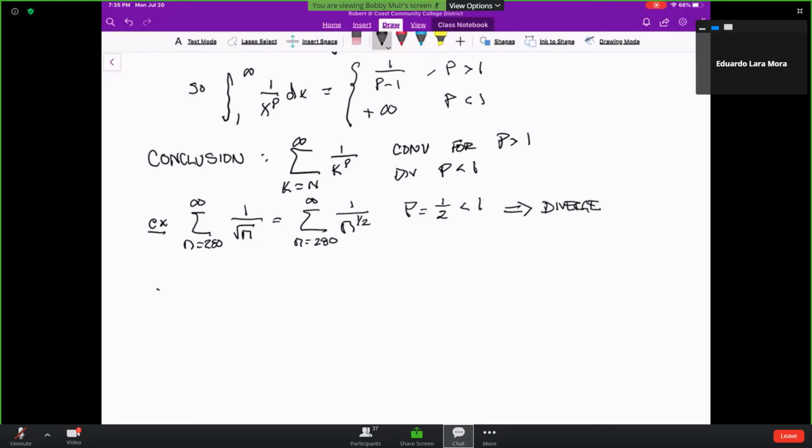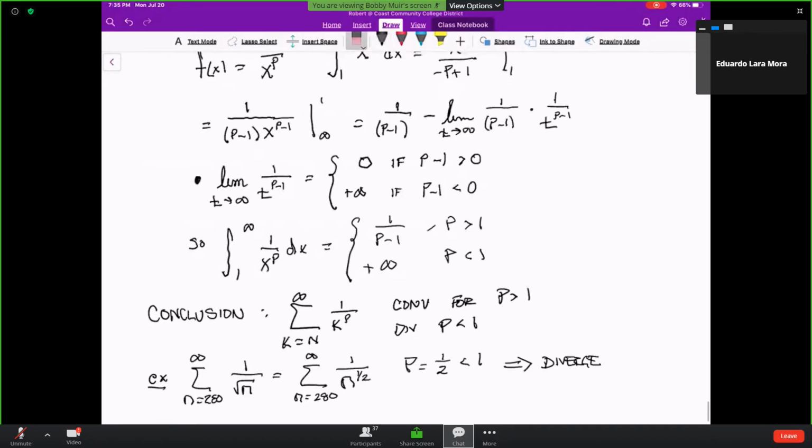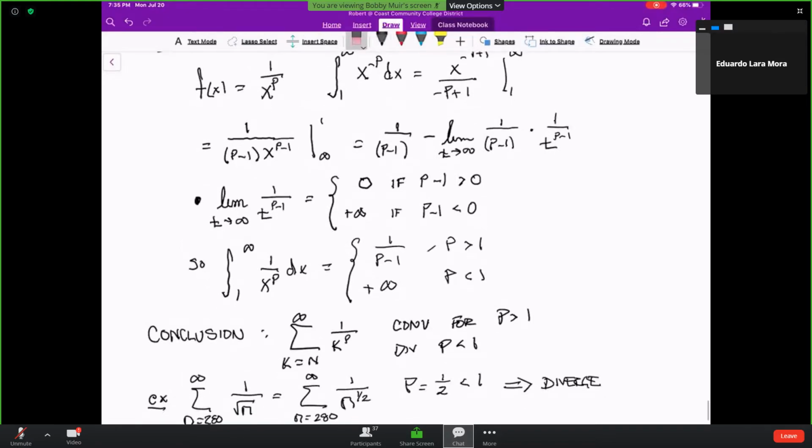Professor, when you scroll up to the second, go up just a bit. So if p is -1, then it's greater than 0, and infinity if p is -1, less than 0. So it's not p plus 1, it's p minus 1. Okay.